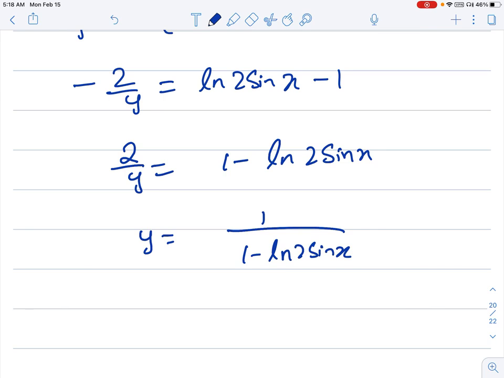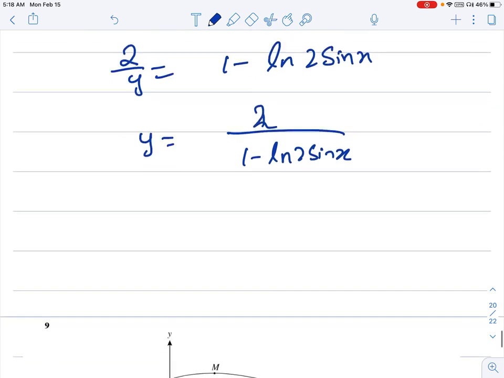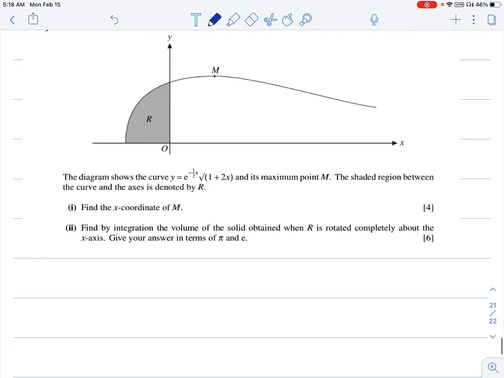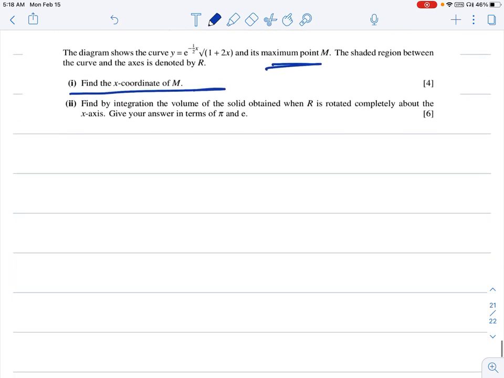But it should be 2 by, because that 2 also comes over here. So that's the final answer. Question number 9. Find the x coordinates of M. So M is a maximum point. It says M is a maximum point, so equate the first derivative to 0.